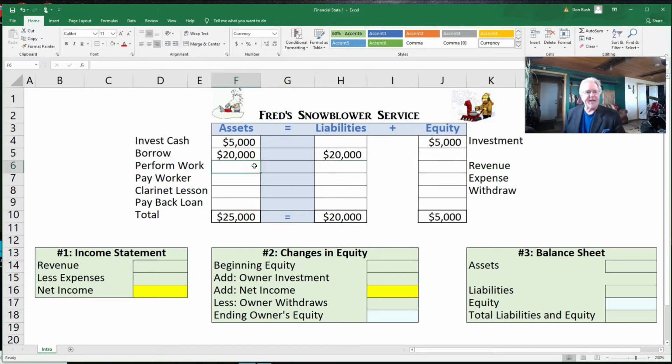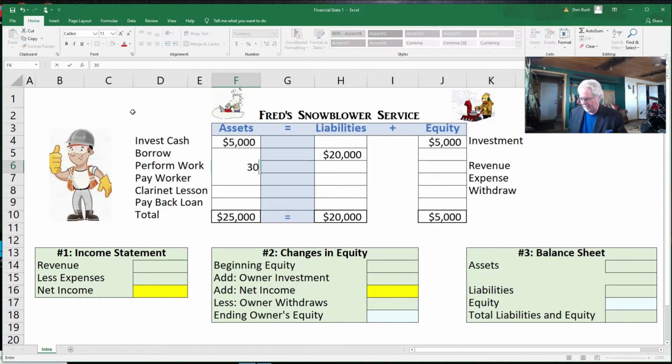Well, let's say, wow, on the very first day of Fred's snowblower service, a customer walks in and needs his snowblower repaired. So let's say that Fred does the job, gets the work done, and gets paid $300. So I've got $300 here under the assets. I need to have $300 somewhere here on the right hand side.